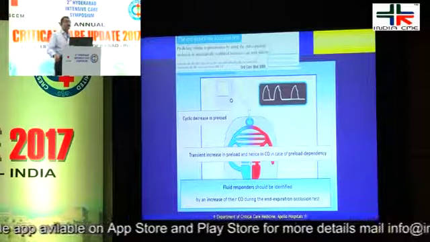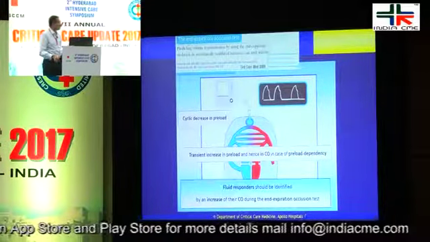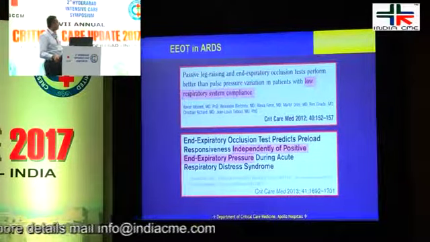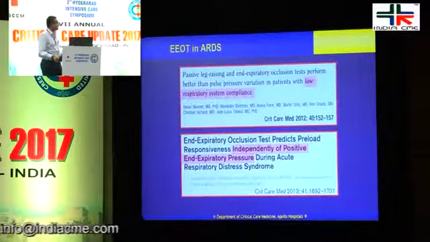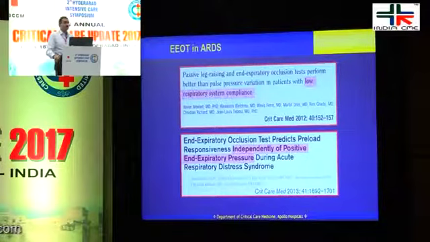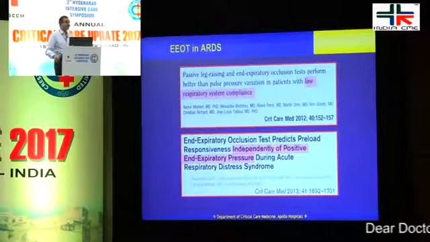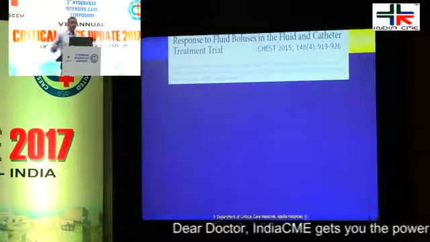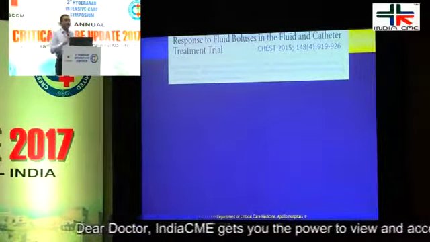Pulse pressure variation may not be a good marker of fluid responsiveness when you use it. They showed that the end expiratory occlusion test is a good test even if you have a low respiratory system compliance, and it's completely independent of PEEP. So maybe the end expiratory occlusion test is a good test that we can try to employ in patients with ARDS.